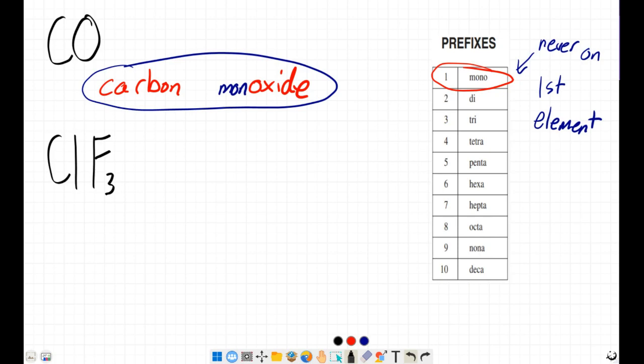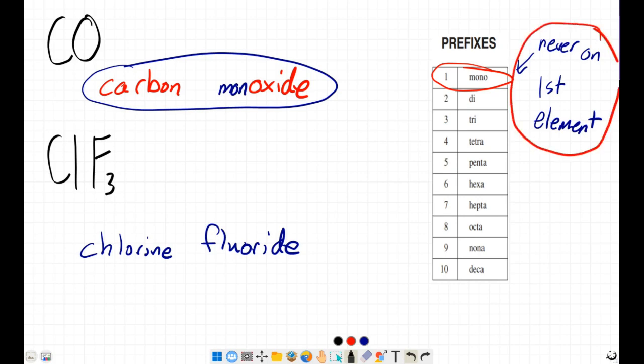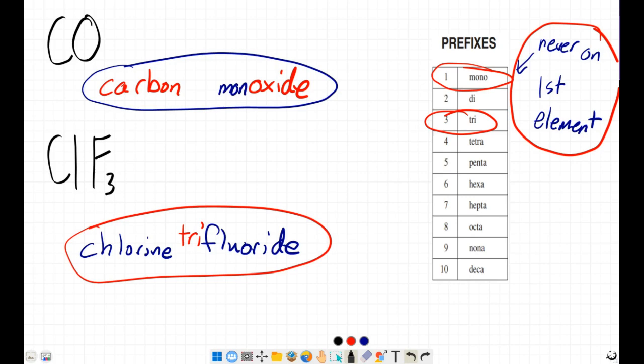Next example, chlorine and fluoride. Chlorine and fluoride, previously known as fluorine. We have one of the chlorines, and normally we would put mono in front of it, but again, there's that random weird rule where we never put mono on the first element. And then fluoride has 3 of them, so we put the word tri. And that's how you write covalent compound names.